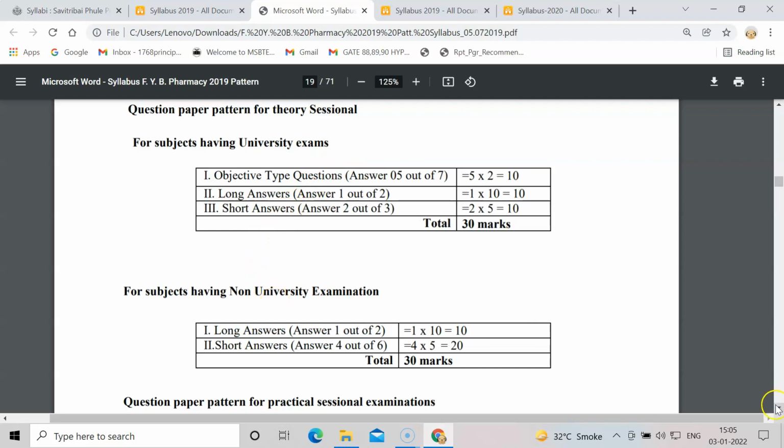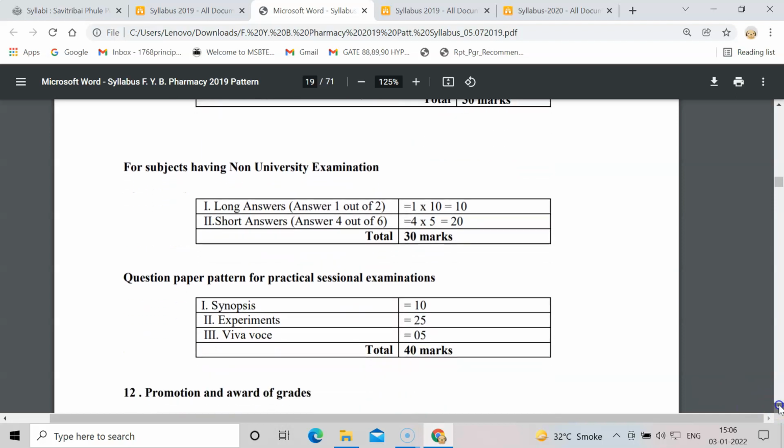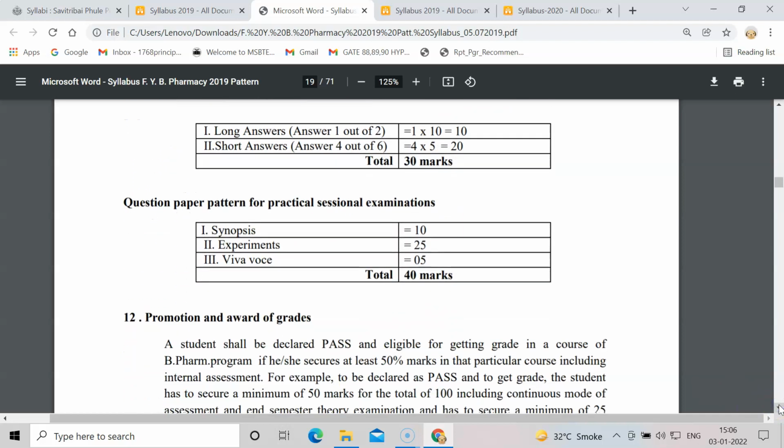And for a non-university subject sessional examination, the pattern will be long answer question 1 into 10. So 2 will be given, out of which you have to solve 1, and 6 short questions will be given, out of which you have to answer 4, marked into 5, which becomes 20, and the non-university examination will be given 30 marks. Now coming towards the practical sessional examination: synopsis will be for 10 marks, 25 for experiment, and viva voce for 5. Total it becomes 40, so 40 will be computed to 10 as per the rules.